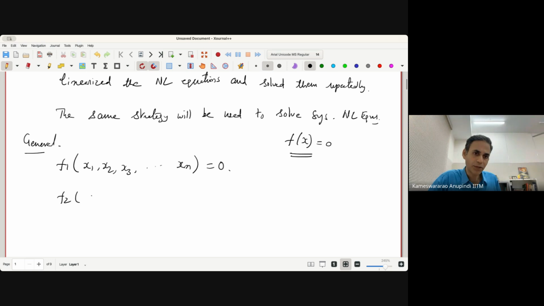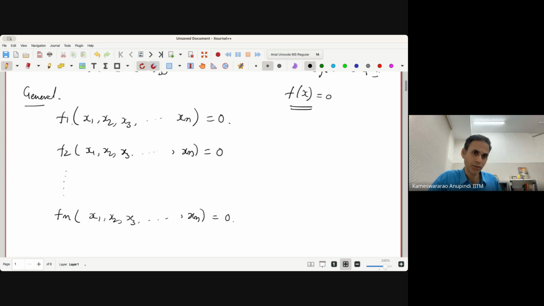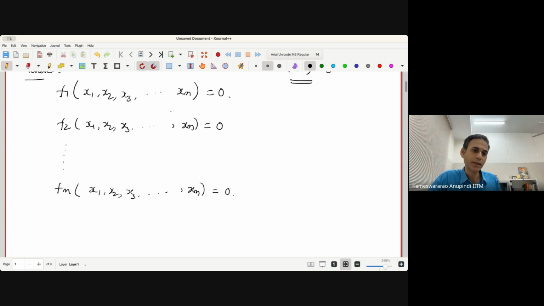Similarly, let us say we have another function f2, which is also a function of x1, x2, x3, and so on, xn, equal to 0. And we have many such functions. The last function fn is again a function of x1, x2, x3, and so on, xn, equal to 0. So we have n such functions. We want to find the values of x1, x2, x3 such that they satisfy all these nonlinear functions at once. What we are seeking is all the values of x1, x2, x3, xn such that they satisfy all these equations at the same time. That is the problem statement.